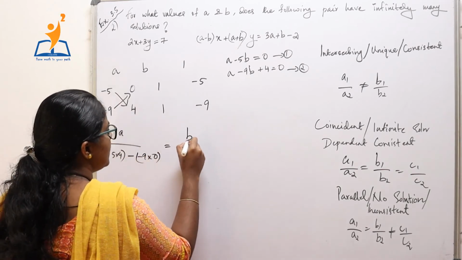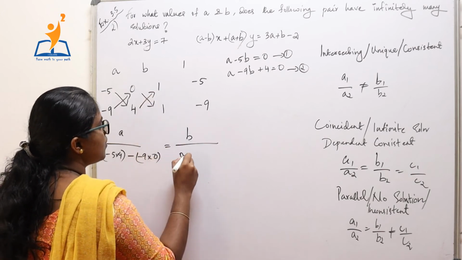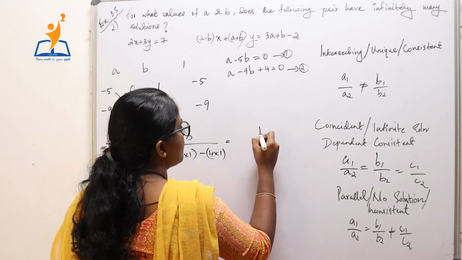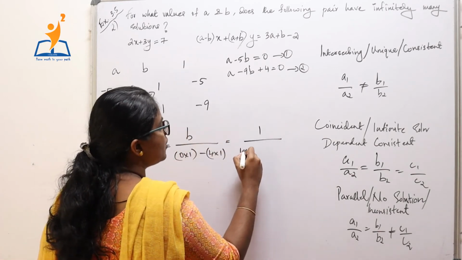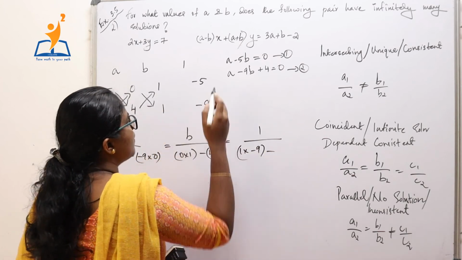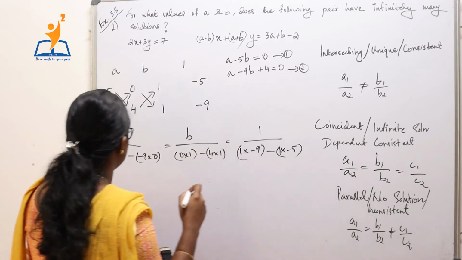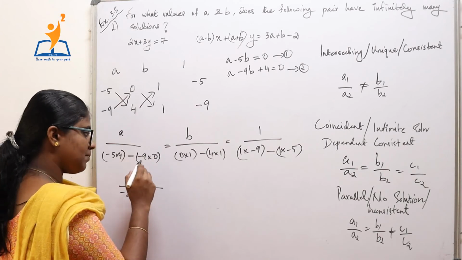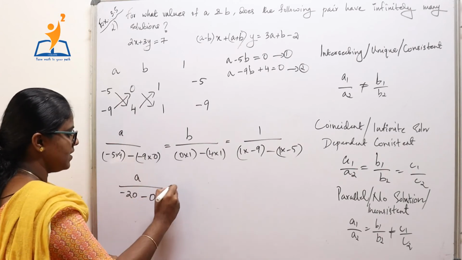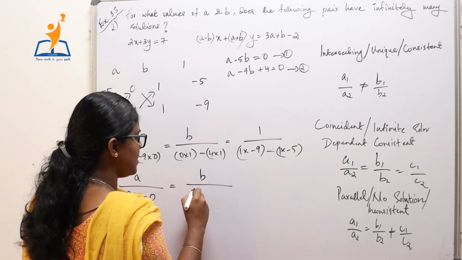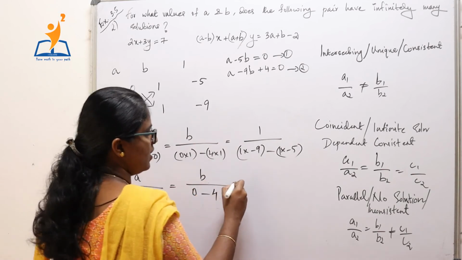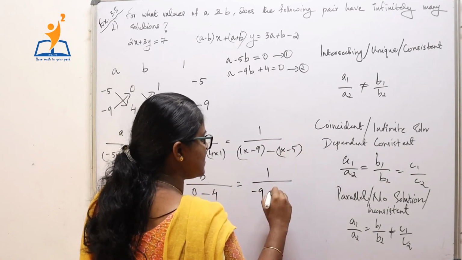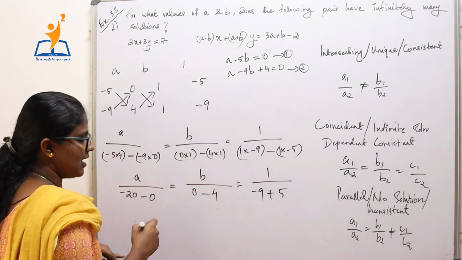is equal to b by 0 into 1 minus 4 into 1, is equal to 1 by 1 into minus 9 minus 1 into minus 5. That is a by minus 5 into 4 is minus 20, minus 9 into 0 is 0, so minus 0, is equal to b by 0 into 1 is 0, minus 4 into 1 is 4, equals 1 by 1 into minus 9 is minus 9, minus 1 into 5 is minus 5, so minus and minus get plus, so minus 9 plus 5.